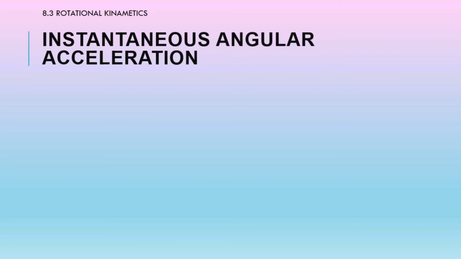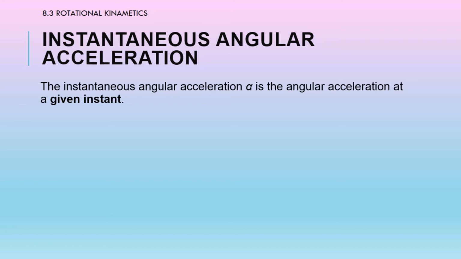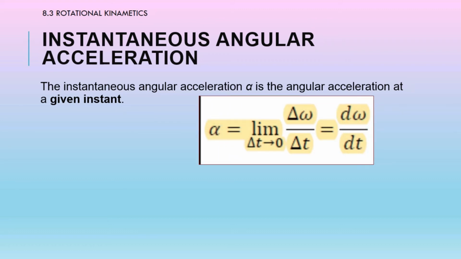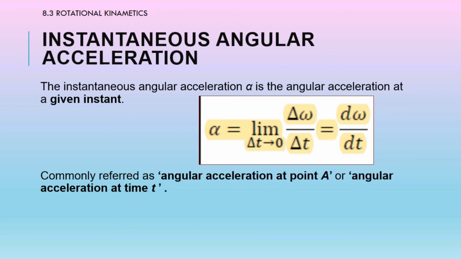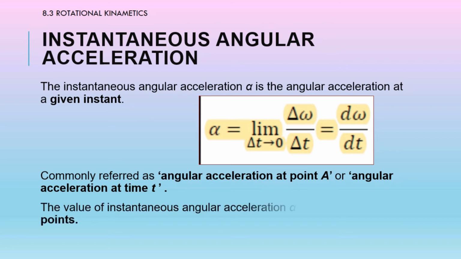Instantaneous angular acceleration. The instantaneous angular acceleration, alpha, is the angular acceleration at a given instant. The formula of instantaneous angular acceleration is alpha equal to delta omega over delta t, or d omega over dt. It refers to angular acceleration at point A or angular acceleration at time t. The value of instantaneous angular acceleration is the same for all the points.